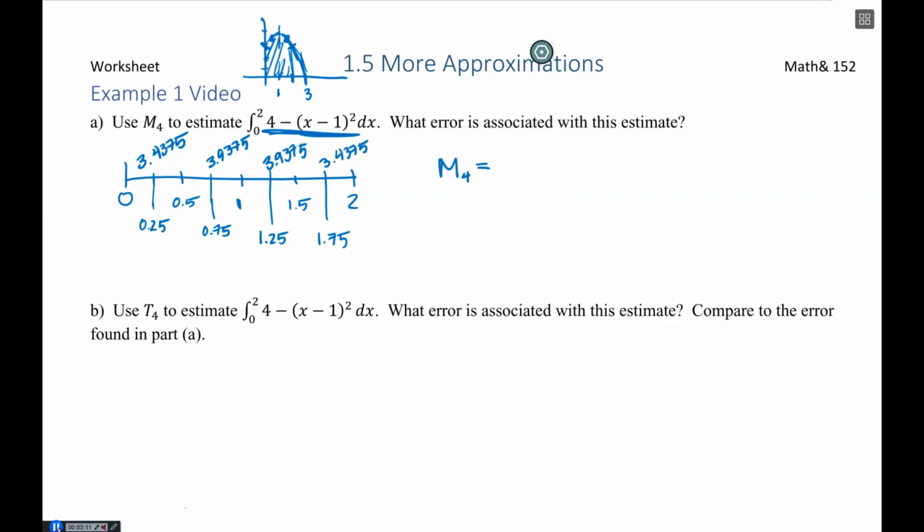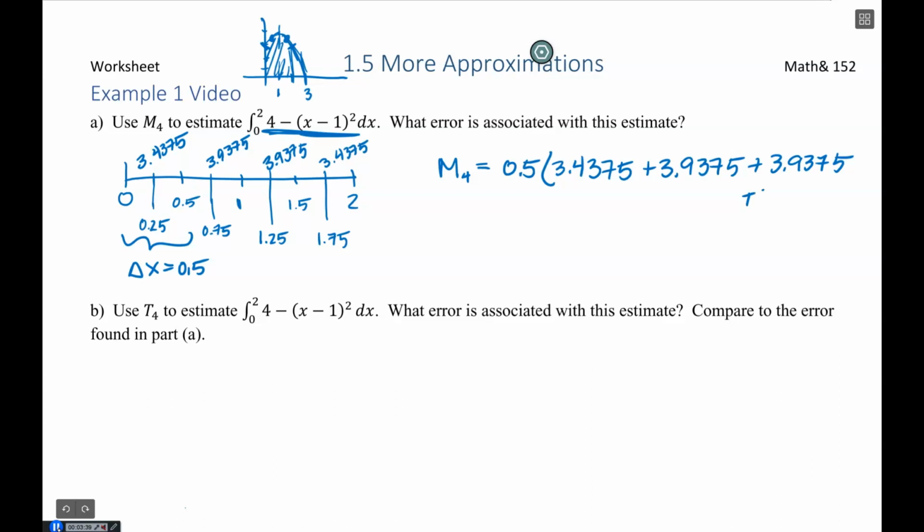values. But don't forget that you also have to multiply each of those heights by the width. And the width of each rectangle is our delta x of 0.5. So I need 0.5 times 3.4375, 3.9375, plus another one of those, plus a 3.4375. Okay, so let's see if I can do that nicely in here.